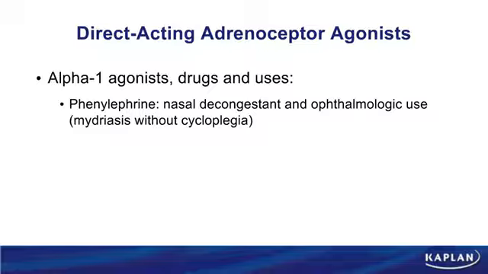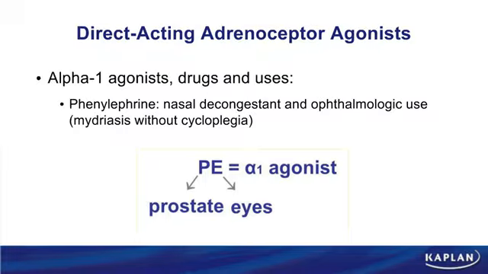How about if we take the letters PE, perhaps that's an abbreviation you could use for phenylephrine, and use that to help us remember a couple of organs that can be affected by this drug. Phenylephrine is going to affect the prostate and the eyes because, of course, those are organs that contain alpha-1 receptors. If you add the third organ, which would be blood vessels, you've just reviewed a table that we covered earlier.